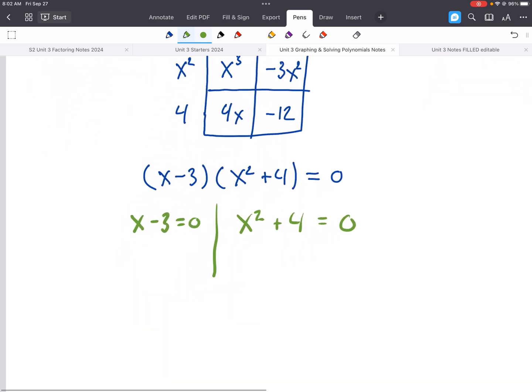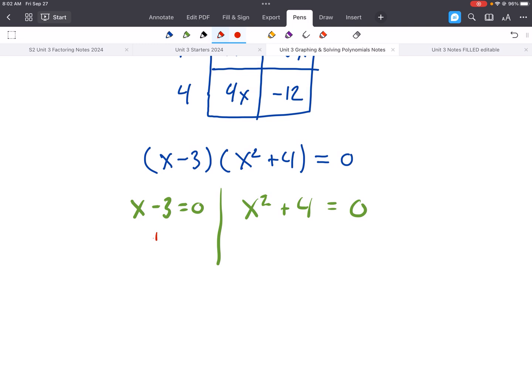Okay, so let's solve those. We would add 3, and we'd get x equals 3, which would be one of our solutions. And then here we'd have to subtract 4. And here we're not done, because we still have something squared. So that's where we would square root. Don't forget, when you square root, we have a plus and minus. So we'd end up getting x equals plus or minus.